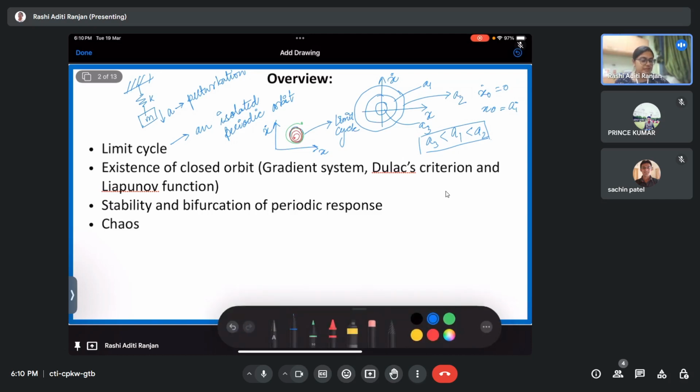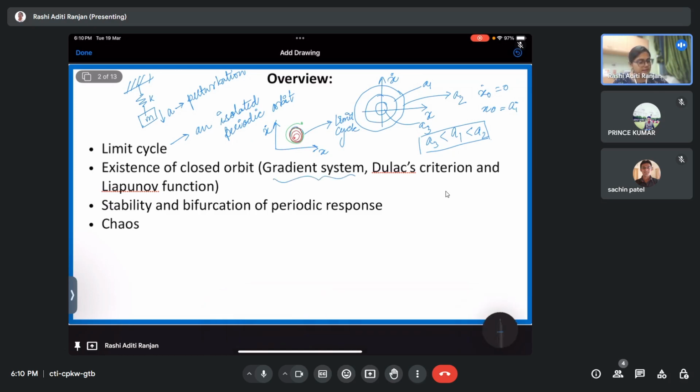Some techniques were discussed by which we can see whether there will be a closed orbit in the system or not. Like in the gradient system, it was shown that if my equation of motion is given as x dot and y dot, and if I can write these x dot, y dot in terms of a gradient function, then in that case it is not going to have a closed orbit.